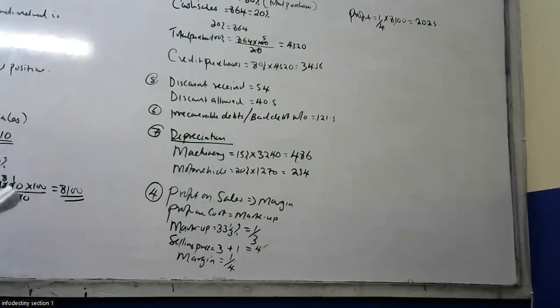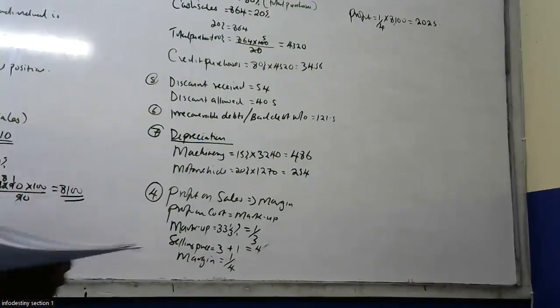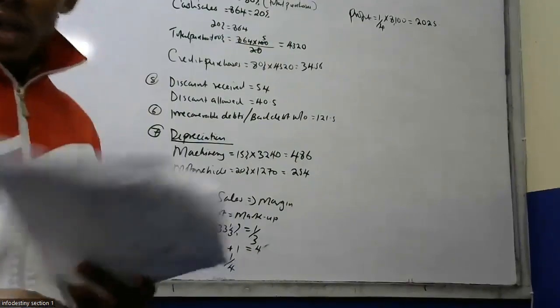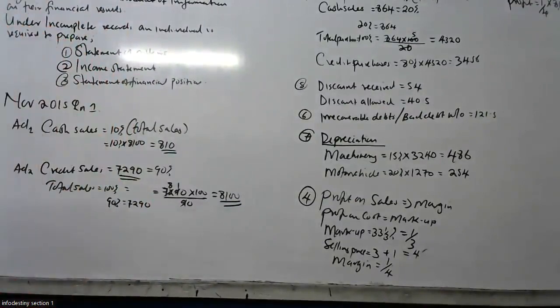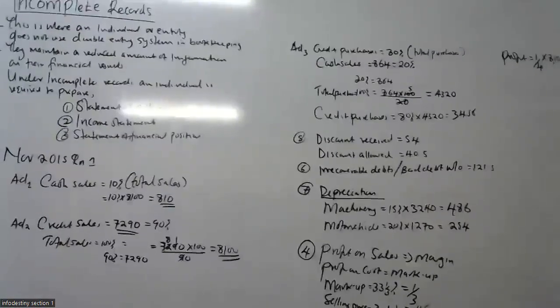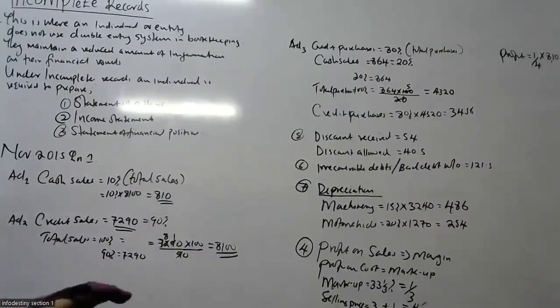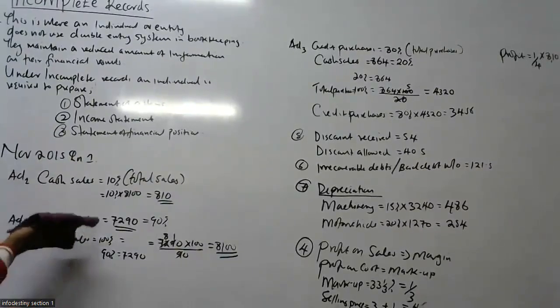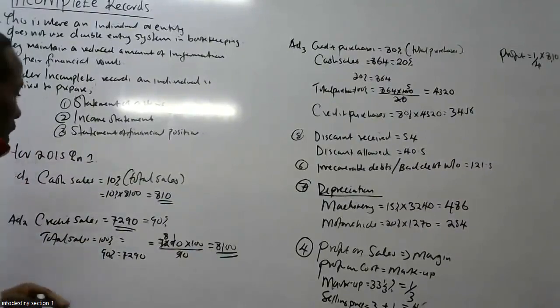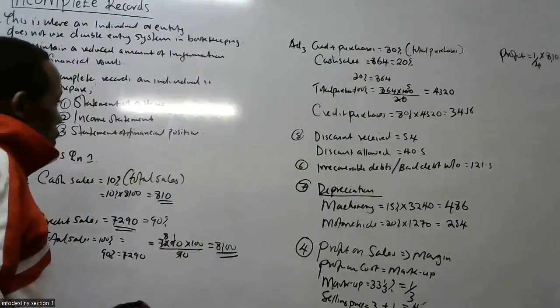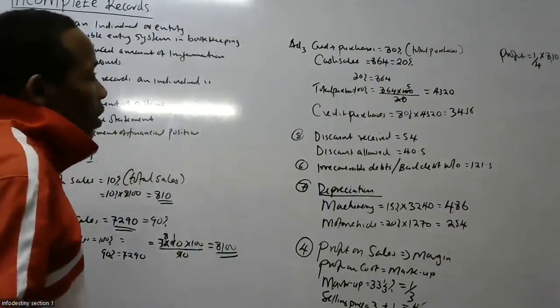And now this question will be working backwards. We'll work backwards and see the values which we are supposed to refill. So you have to put down the income statements.